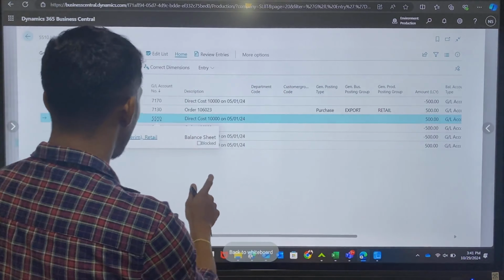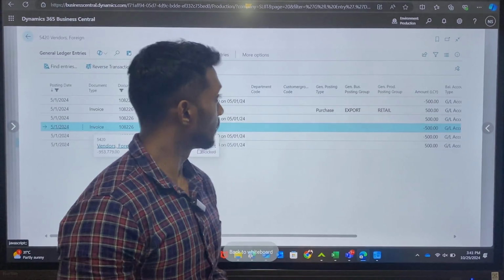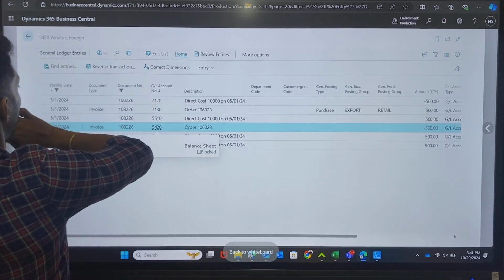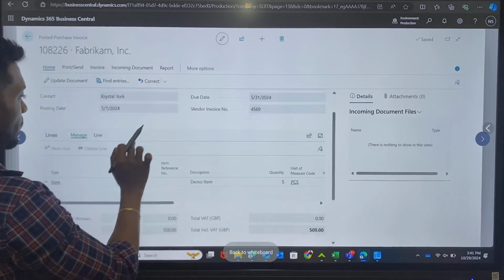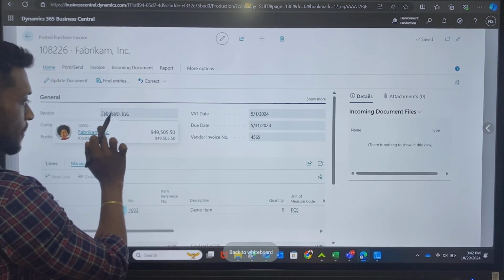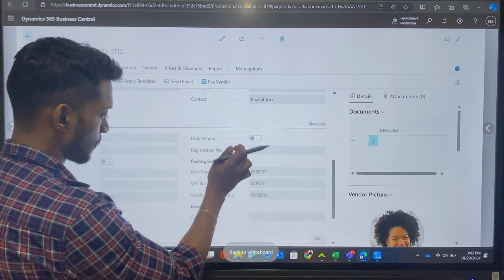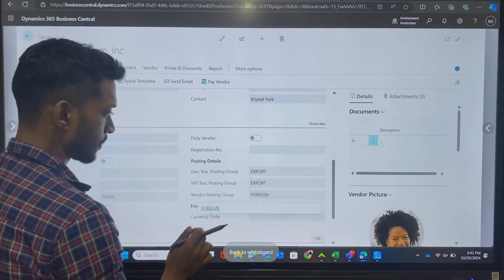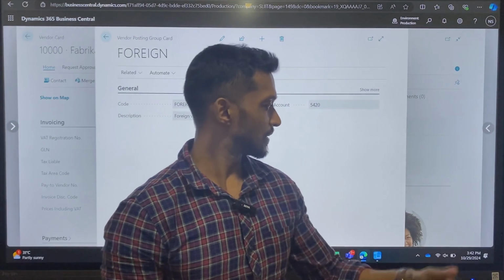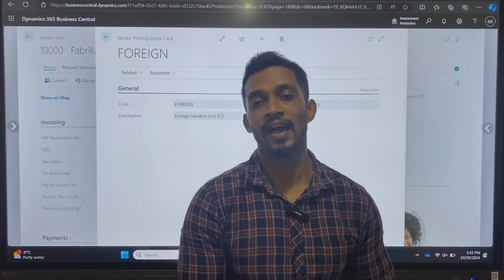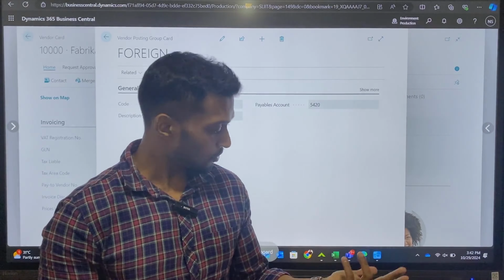Right? How did the system get this vendor account? 5420. The system took that from this vendor. If you go to the vendor posting setup, if you go to the foreign, right, see, 5420 is the account we already set up in the vendor posting group. That's how the GL entries happen.